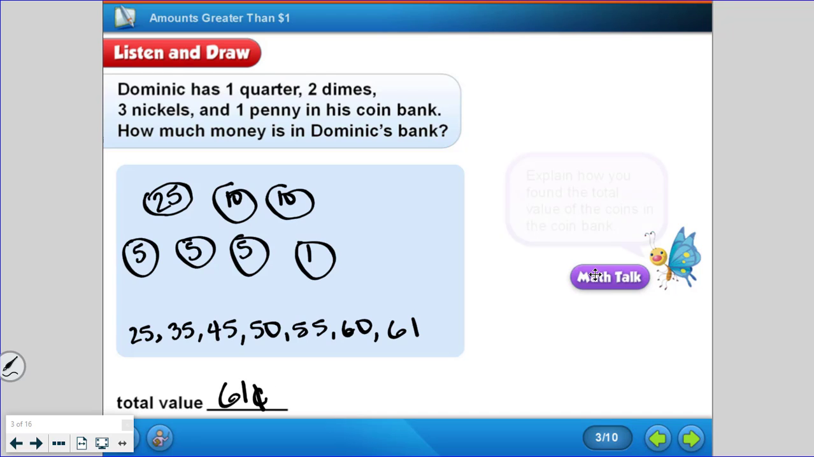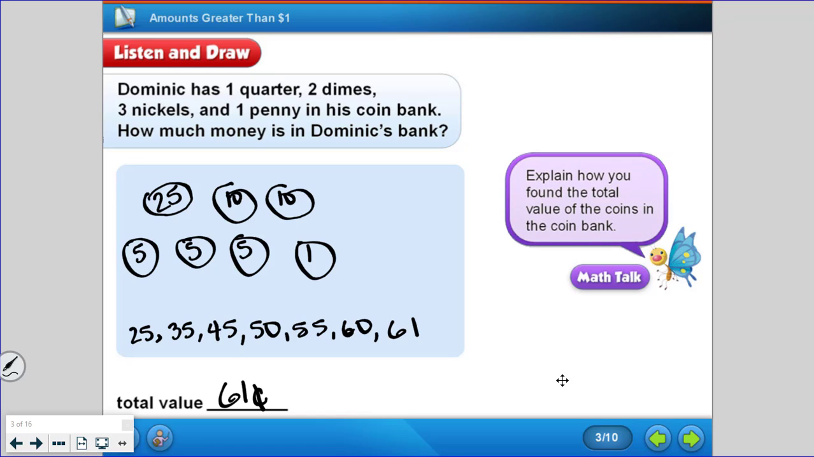All right, so math talk, it says, explain how you found the total value of the coins in the coin bank. Well, the first thing is we drew the coins, right? Because we want to be able to represent them. So we drew the coins. And then we added the values, starting with the largest coin, and then the next largest, and then the next largest, and then our smallest coin, which was 1 penny. All right, let's continue.